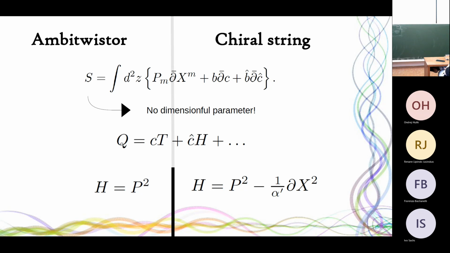Okay. So there are two constraints, as I said. If you look at the BRST charge here, T is the energy momentum tensor, so it comes from the reparametrization symmetry. And H is the p squared equals zero constraint. Each one of them is accompanied by a ghost, and there are some other pieces here that depend on the ghosts. Right? The only difference between the amplitude string and the chiral string are the constraints. So here you see there's a deformation with a dimensionful parameter. And this dimensionful parameter is exactly the one that you need to get masses there.